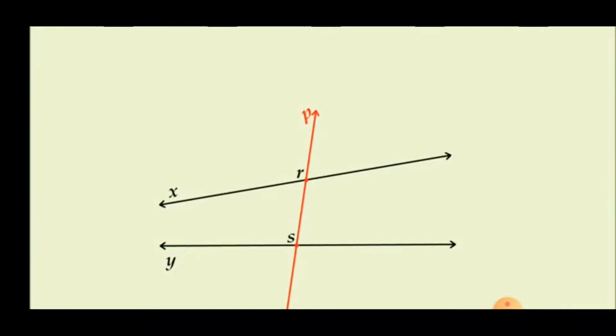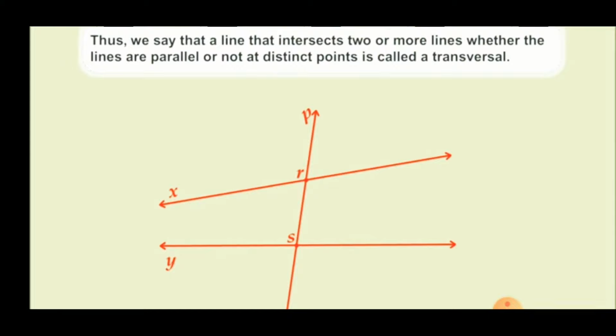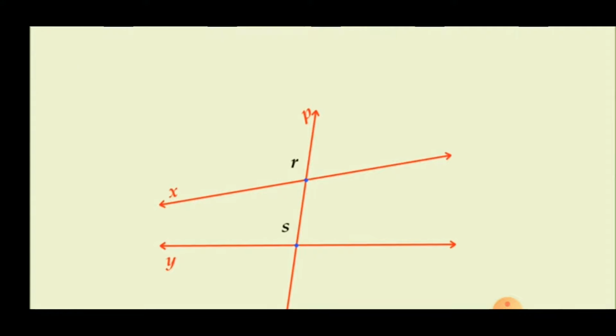Now, if the line P intersects two non-parallel lines X and Y at two distinct points R and S, then would it be correct to say that the line P still represents a transversal line? Yes. As the line P intersects the lines X and Y at two distinct points R and S, it's not important whether the lines are parallel or non-parallel. Thus, we say that a line that intersects two or more lines, whether the lines are parallel or not, at distinct points is called a transversal.